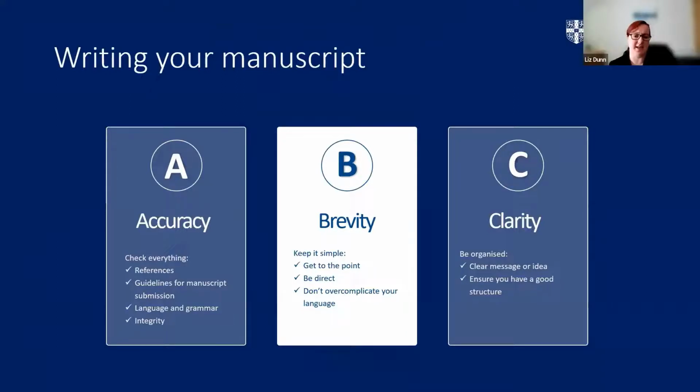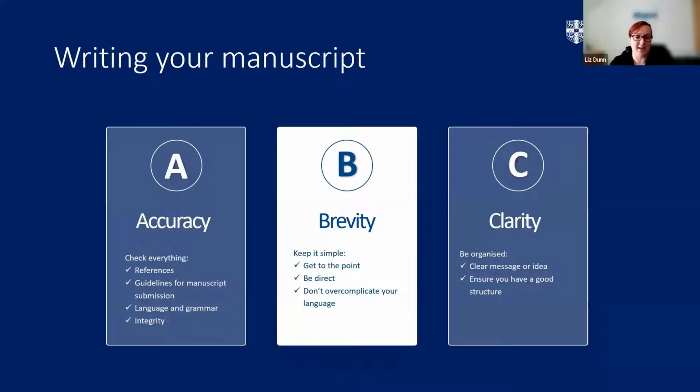So in terms of accuracy, you'll need to clearly present your research, and your article should only be submitted when it's fully complete. We suggest reading the information in the manuscript submission guidelines and ensuring your paper is presented according to journal requirements, as these do change from journal to journal.